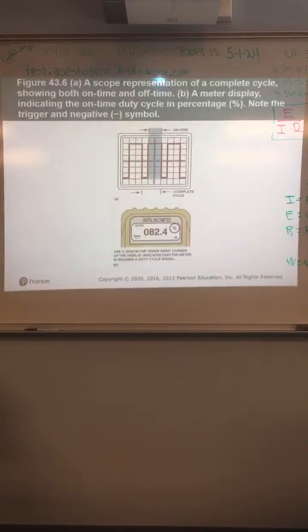All right. This is a representation of a complete cycle showing on and off time. Meter display indicating on time in percentage. Notice the trigger and negative symbol. Okay.